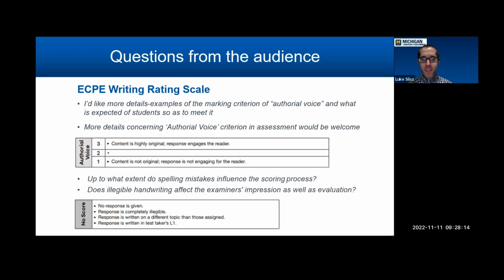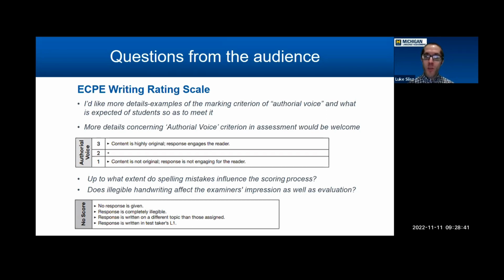And then some things that students always ask about, that many people ask about, that are actually not present in our rating scale are spelling mistakes and handwriting. These are not accounted for in the rating scale. Spelling mistakes are not going to reduce the student score. Illegible handwriting will not reduce the student's score. But that being said, the handwriting has to be clear enough that we can read it, so we can actually give a score in the first place.